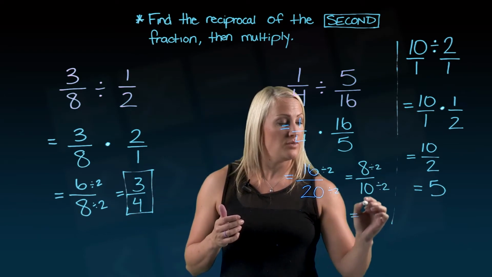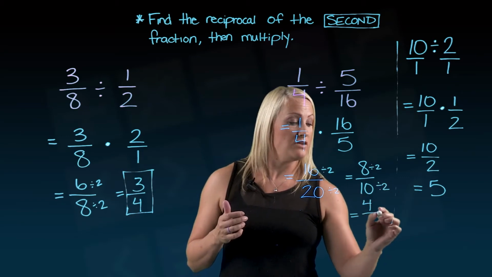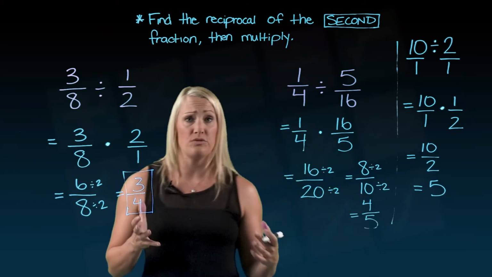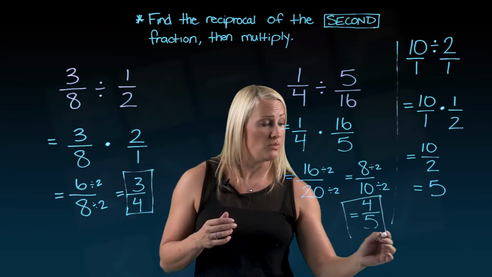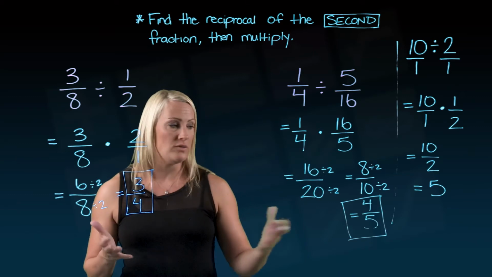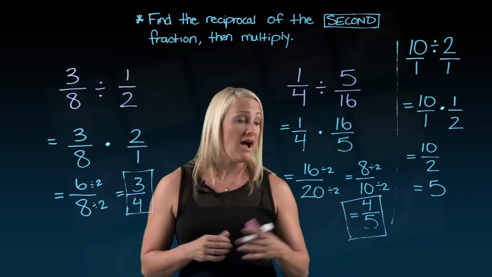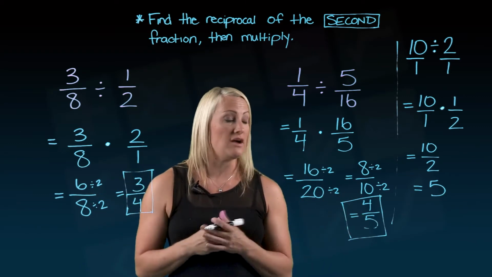So 8 divided by 2 is 4. 10 divided by 2 is 5. It's okay if it takes a couple steps to reduce these. You still end up in the same place as you would if you did it in one step. And 4/5, the only number that'll divide evenly into 4 and 5, is 1. So we know that we've reduced that correctly.